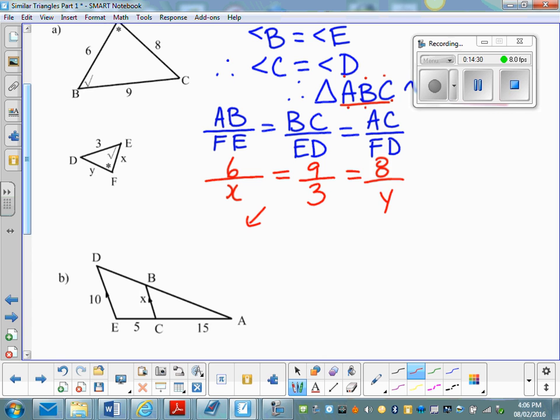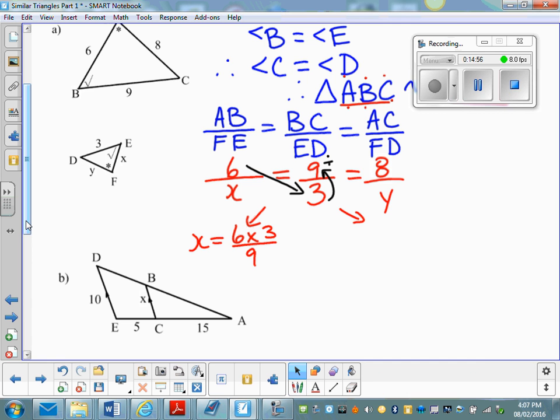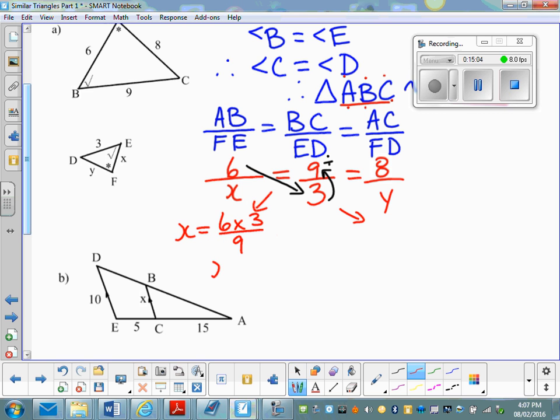So I have two different ones to solve for. I've got 6 over x equals 9 over 3. So to solve this ratio, I cross multiply the two numbers and divide by the other number. So it's going to look like 6 times 3 divided by 9. And I'm going to end up with x equals 2 there. Let me just move this a little bit to give you some room. So x equals 2 is the answer there.